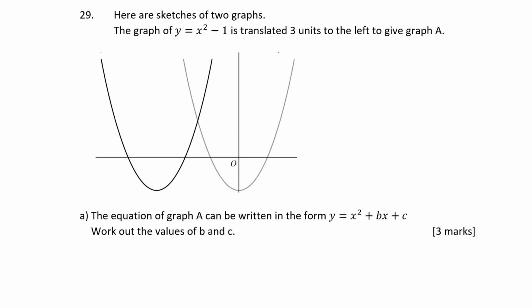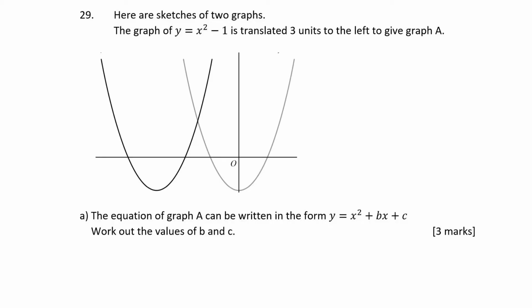Here are sketches of two graphs. I've got graph A and I've got the graph of y equals x squared minus 1. The graph of x squared minus 1 is translated 3 units to the left to give graph A. The equation of graph A can be written in the form y equals x squared plus bx plus c. Work out the values of b and c.